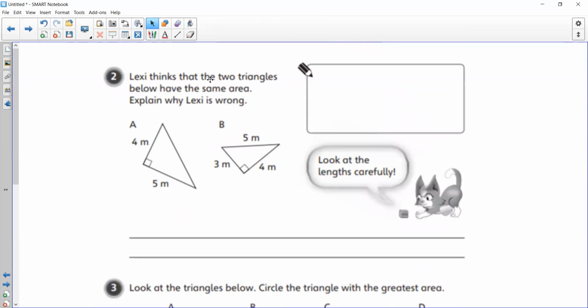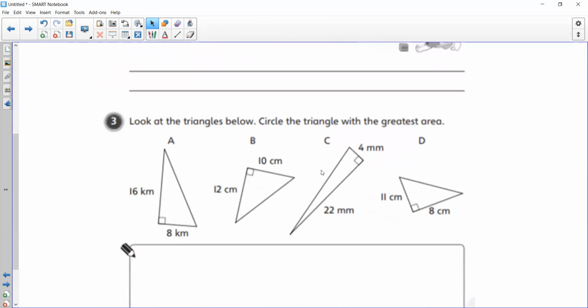Lexi thinks the two triangles below have the same area. Explain why Lexi is wrong. So it's already telling you she is wrong. So you've got to work out what the area of each triangle is, and that will tell you why Lexi's wrong, because she thinks they're both the same. And the little cat over here is telling us to look at the lengths carefully. Does this relate to what Mr. Barker told us about the base, height, and diagonals? I wonder.